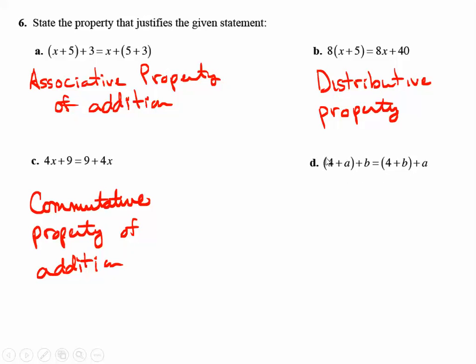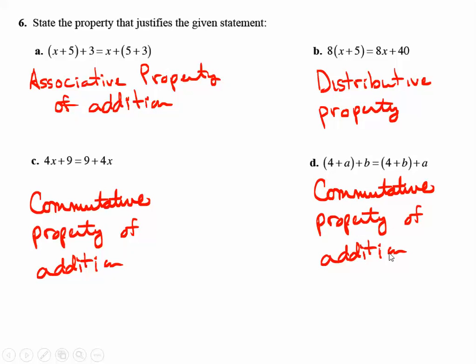If they did those, if it went from here to the a and the b, we would call those associative. But here, the only change to this problem is the b and the a got switched. So a plus b before, now it's b plus a. So really it was commutative property of addition.